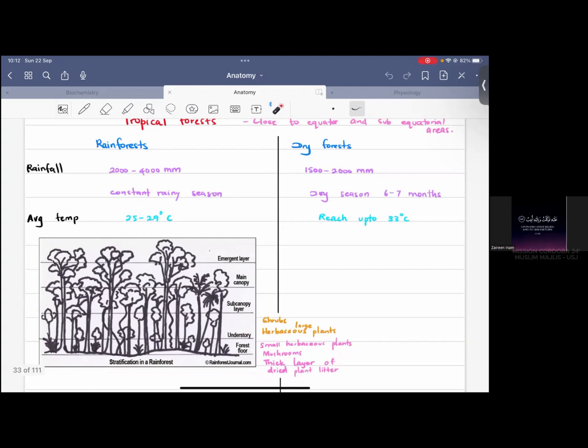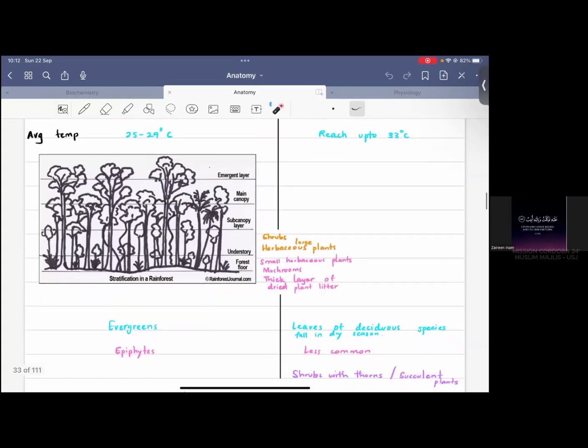When we look at the average temperature, in the rainforest it is 25 degrees Celsius to 29 degrees Celsius, which is quite okay. But in the dry forest, it is about 33 degrees Celsius. You obviously have to remember these things. Today you will learn, and after a few days you will study other subjects and other exams, and then you will forget. But when you see it again for your final exam, you will remember it. Don't worry.